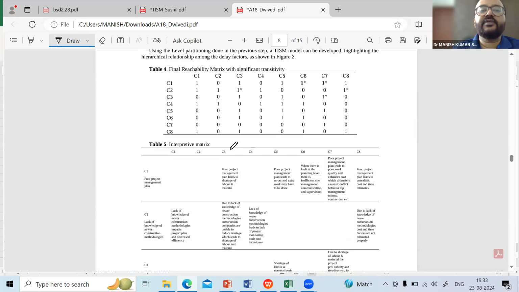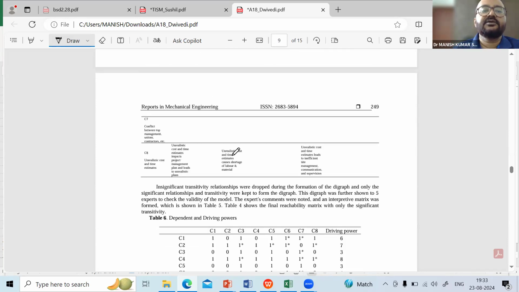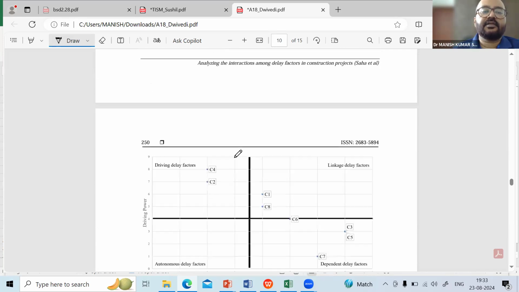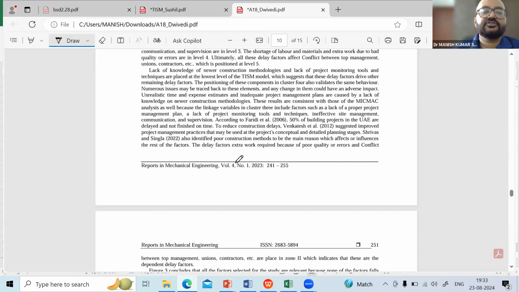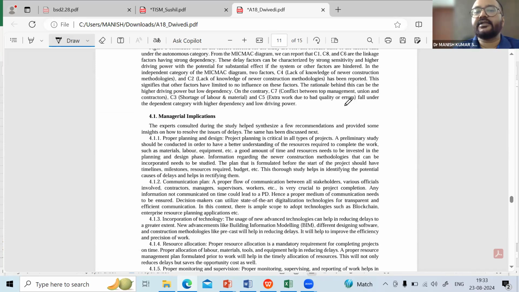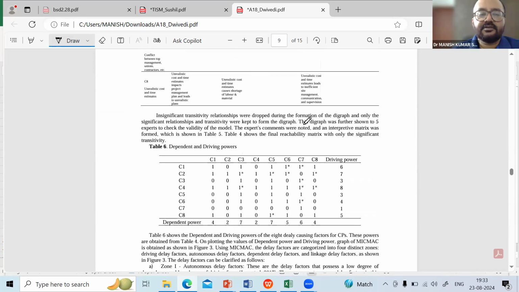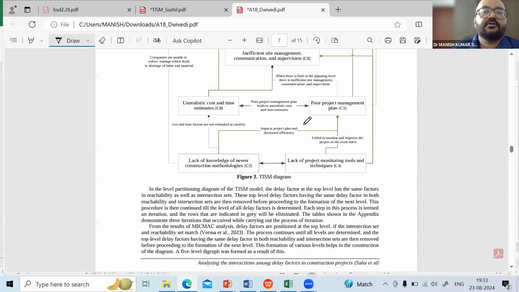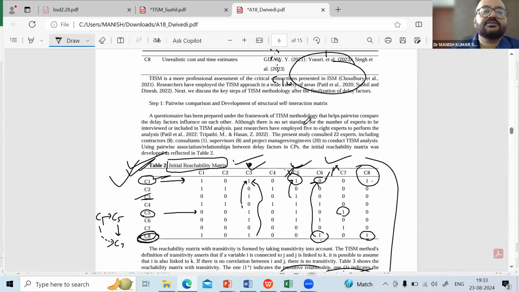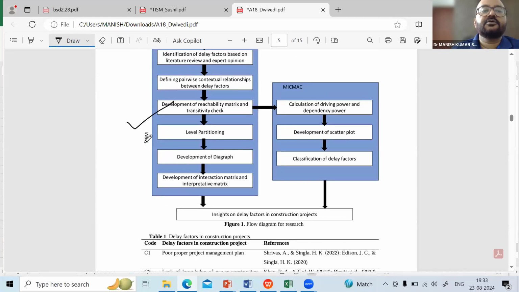Now, what is the next one? Next one, we'll try to find out. The next is getting the digraph. So how to get the digraph? Now, what is the process? I'll tell you. So now, development: what have you done? We have completed this.